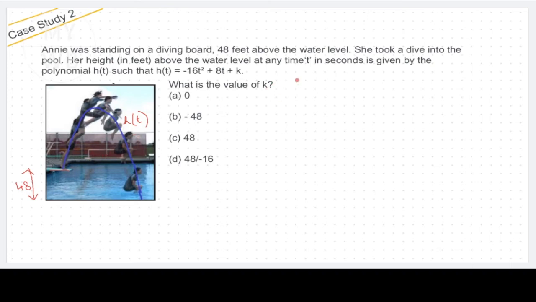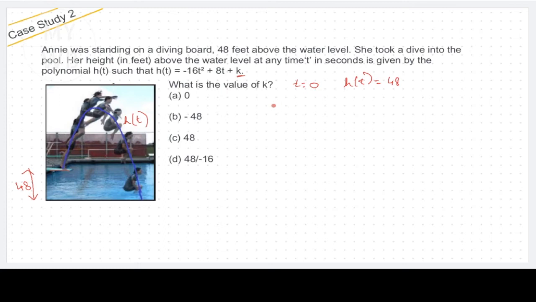So here, when t is equal to 0, Annie is still standing on the diving board. So her height above the water level is 48. So at t equal to 0, h of t will be 48. So using this, we will try to find the value of k.